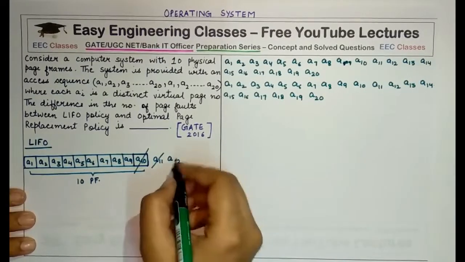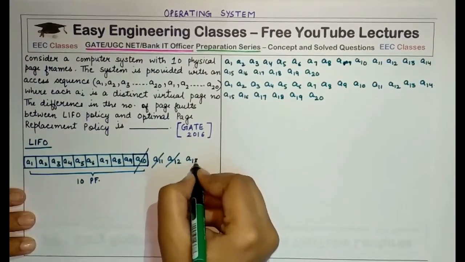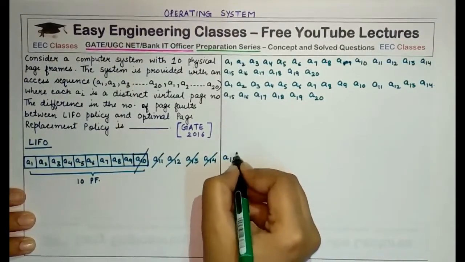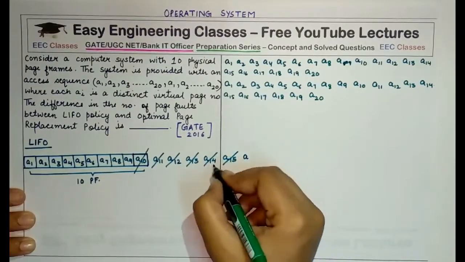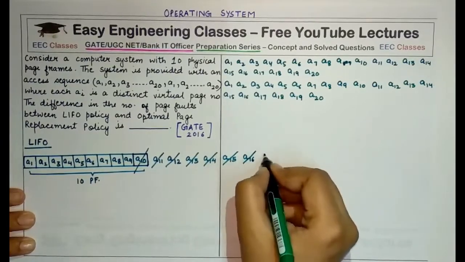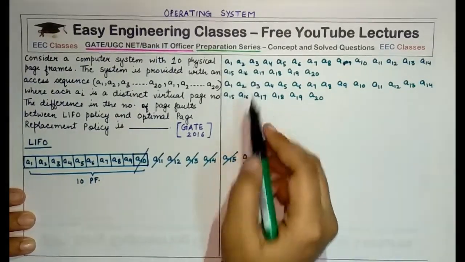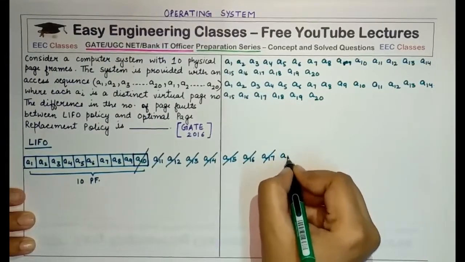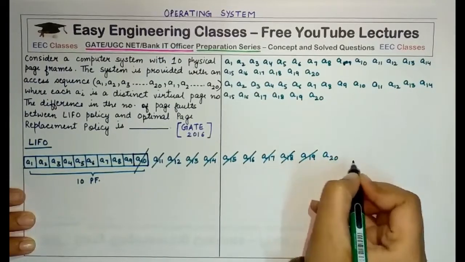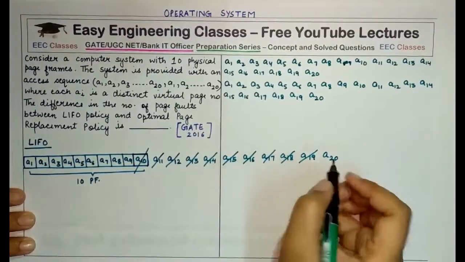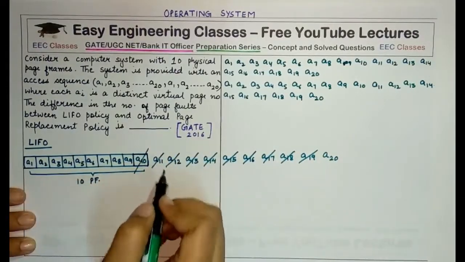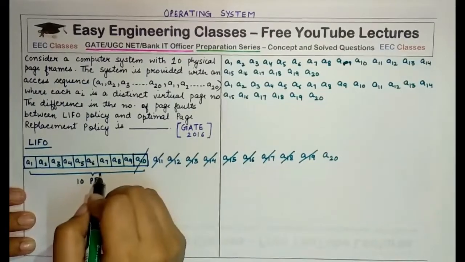And we'll continue in this manner. A12 will be replaced by A13, A13 by A14, A15 would replace A14. Now A16 replaces A15. Again, when A17 has to be put, this will replace A16, then A18, A19 and A20. And why are we doing so? Because every time we have to put one page into the frame set, we will be replacing the last page that was put into this frame set.